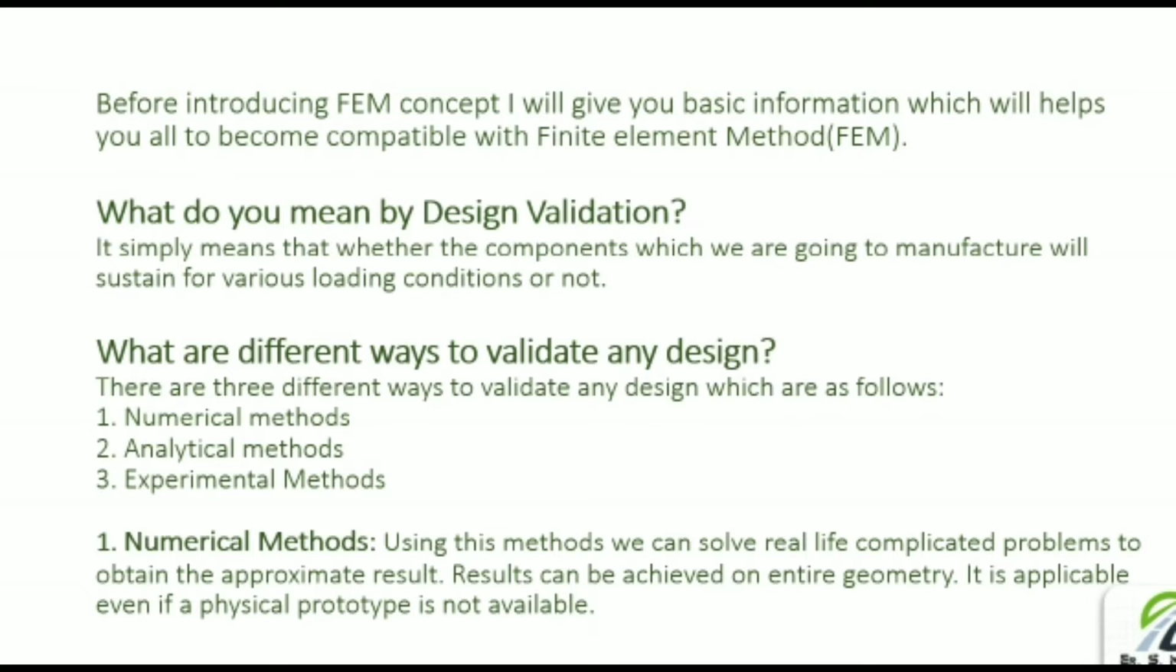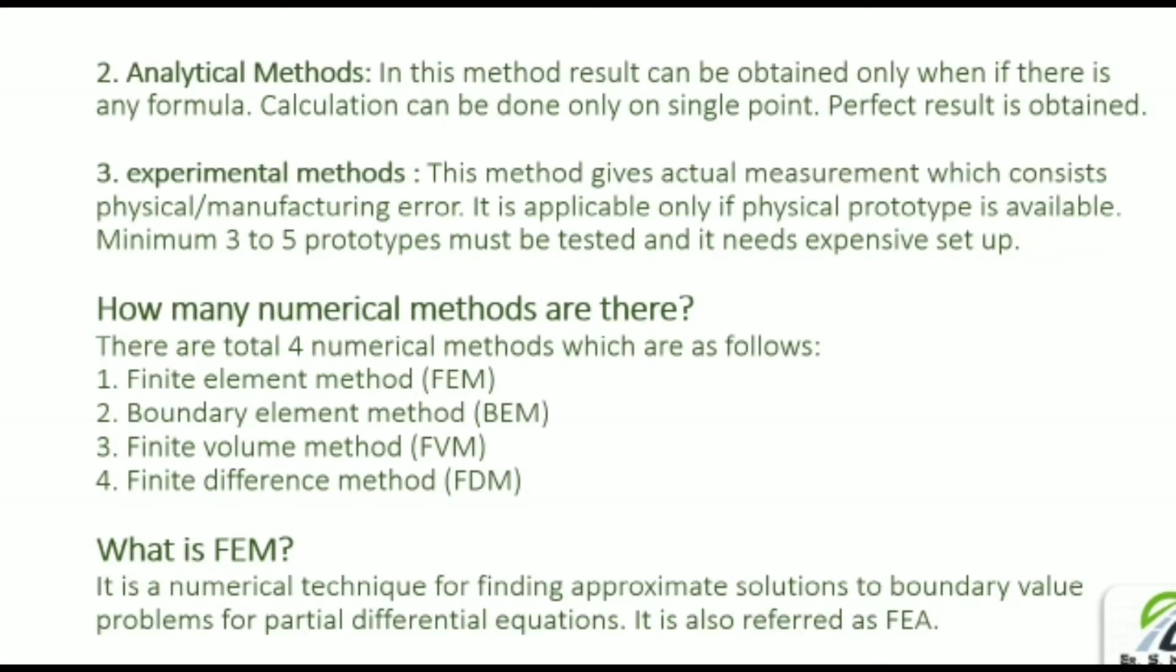What are the different ways to validate any design? There are three different ways to validate any design, that is numerical methods, analytical methods and experimental methods. We all are aware of these three methods. In the analytical method, we put values in a formula that we already know and get the result. The analytical method is totally based on a prepared formula or theorems.